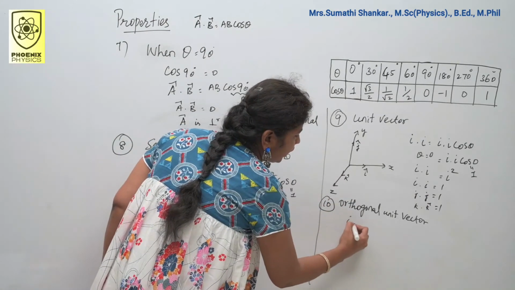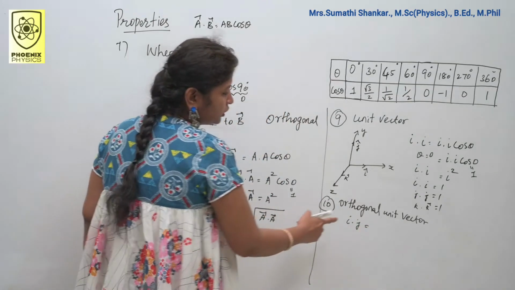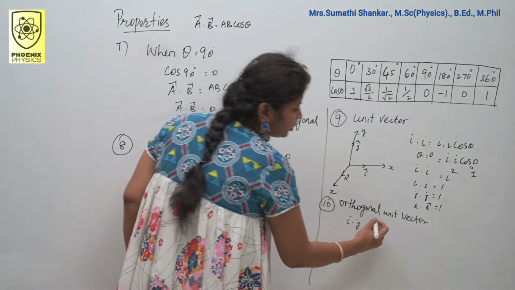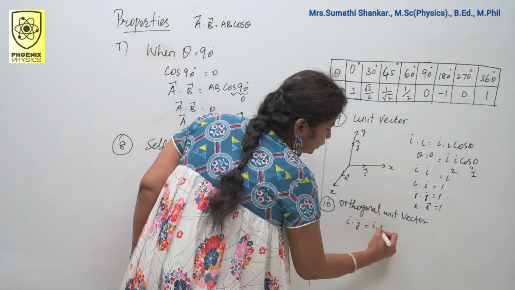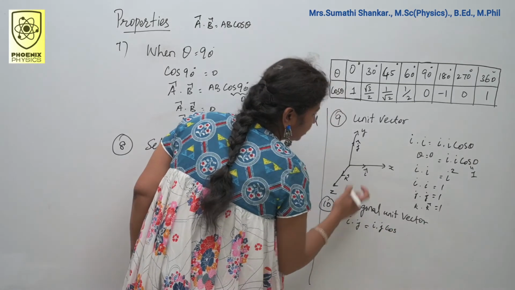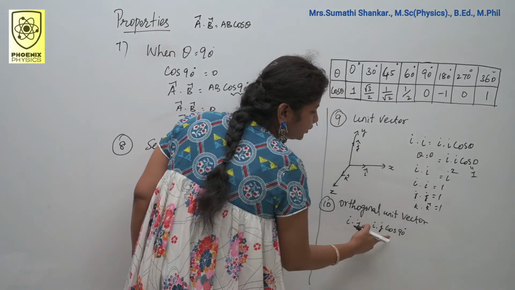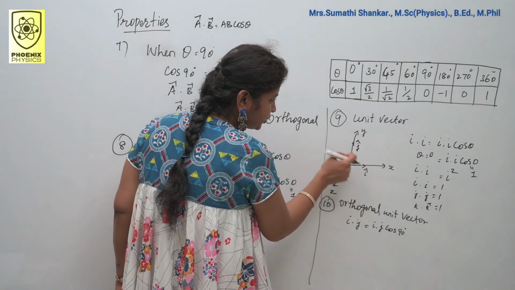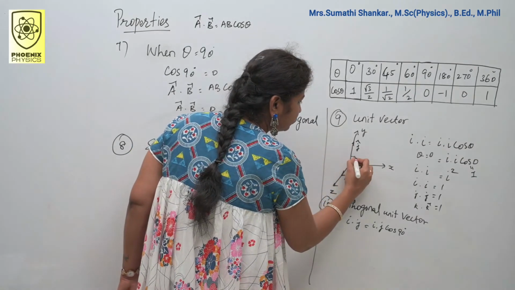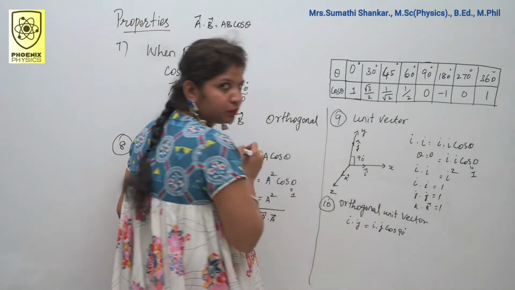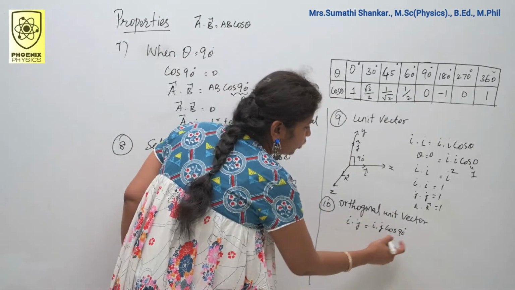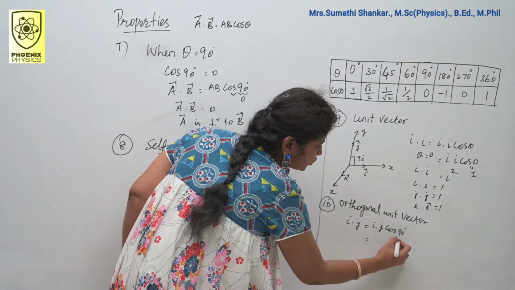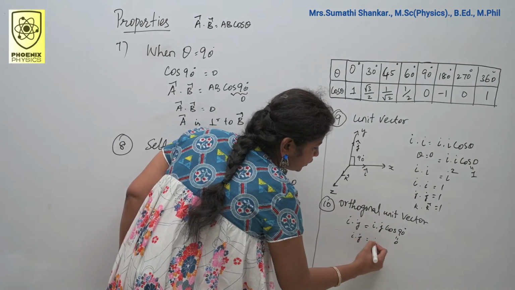For example, i dot j. i is a unit vector, j is a unit vector. Okay, so i dot j means how do you write? i j cos 90 degree. Why did I write 90 degree? Because of orthogonal unit vectors. i is in the x direction, j is in the y direction. It makes an angle of 90 degree. So cos 90 degree, what is cos 90 degree? 0. So i dot j is equal to 0.